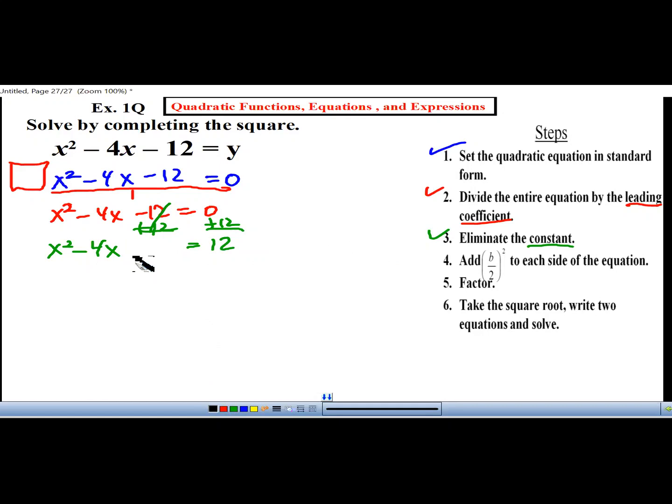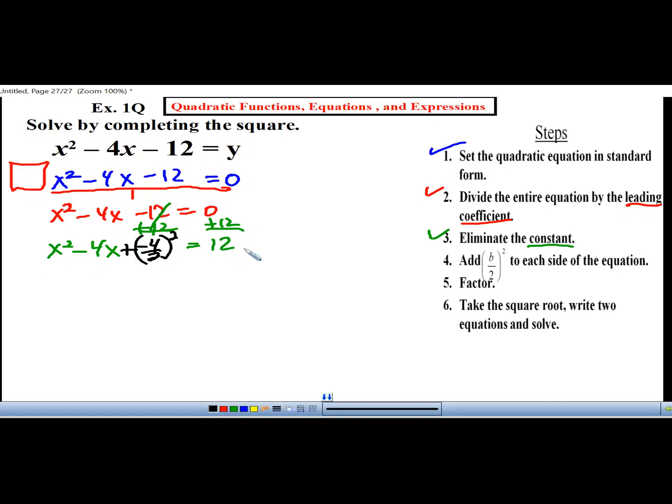All right. So now look at the left side of the equation. I have x squared minus 4x. If I was to ask you just for that side to complete the square, what would I do there, Danny? How do I complete the square on the left side? Negative 4 over 2, negative 4 over 2 squared. We add that.